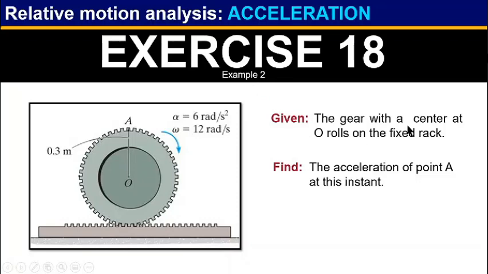Given the gear with a center at O rolls on the fixed rack, find the acceleration of point A at this instant. Okay, we have point A here and you need to calculate the acceleration at this point. Let's see the solution together.